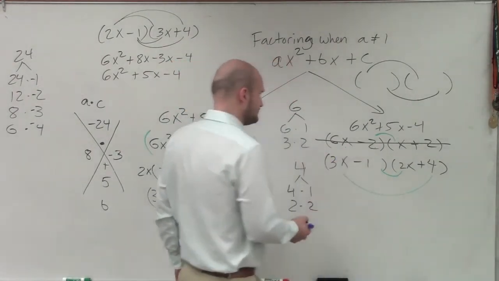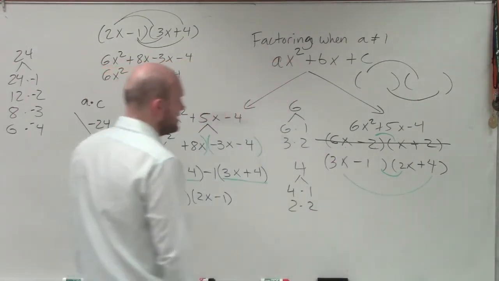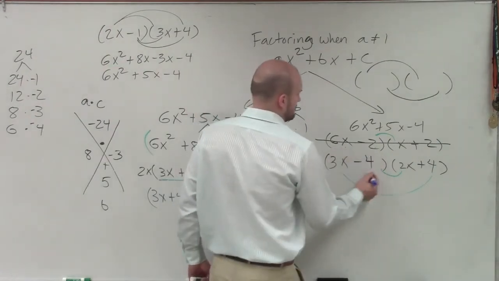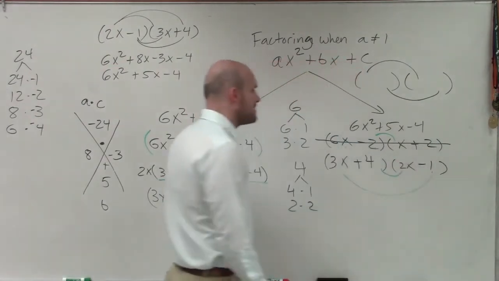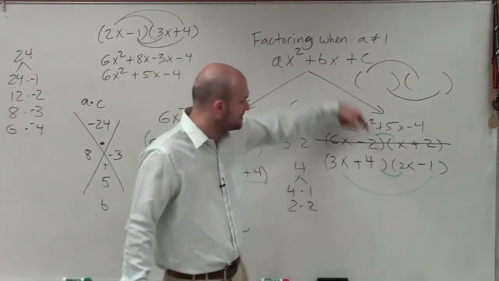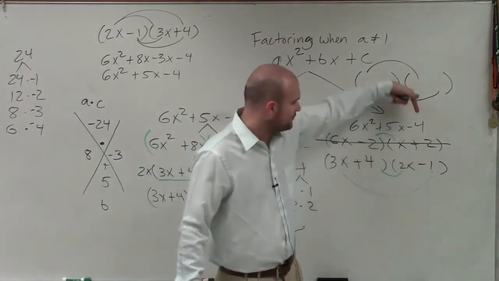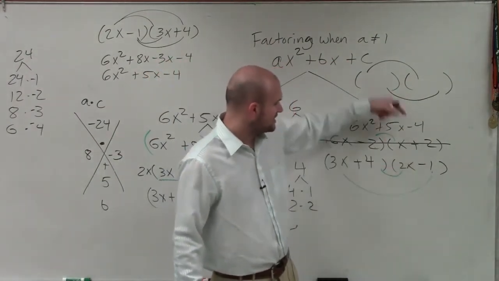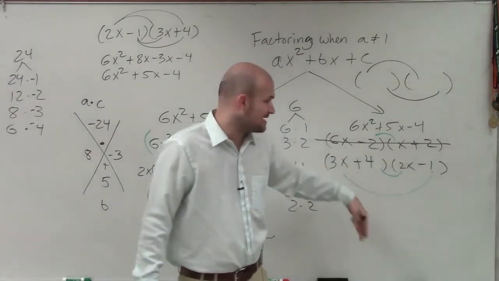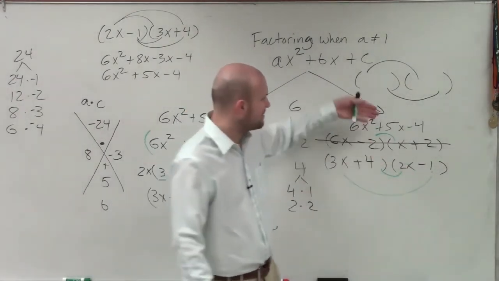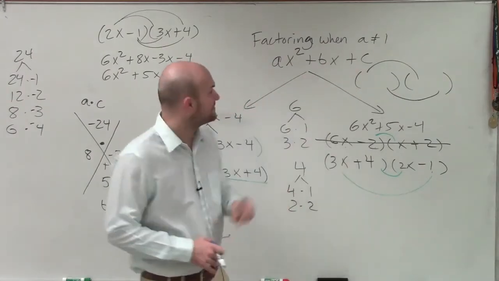However, if I swap 3x plus 4, obviously in minus 1. If I swap my values, you can now see that 3x times 2x is 6x squared. 4 times negative 1 is negative 4. 4 times 2x is 8x. 3x times negative 1 is negative 3x. 8x minus 3x is 5x, a positive 5x. And there you go. There's our solution.